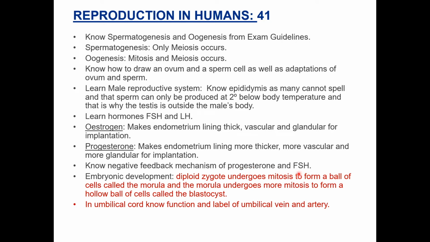And if there's no follicle stimulating hormone secreted, no follicles are produced, no ovulation takes place, which will lead to no fertilization. Embryonic development, very important. The diploid zygote undergoes mitosis to form a ball of cells, which is called the morula. The morula undergoes more mitosis to form a hollow ball of cells called the blastocyst. And then in the umbilical cord, know the function and label of the umbilical vein and the artery.